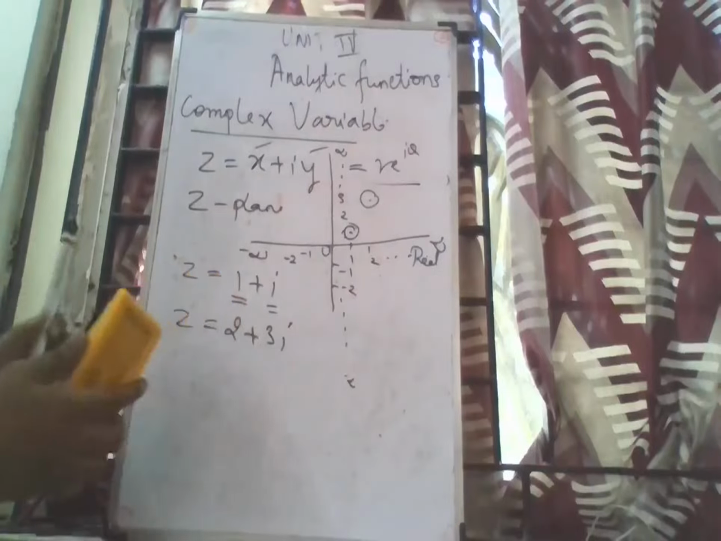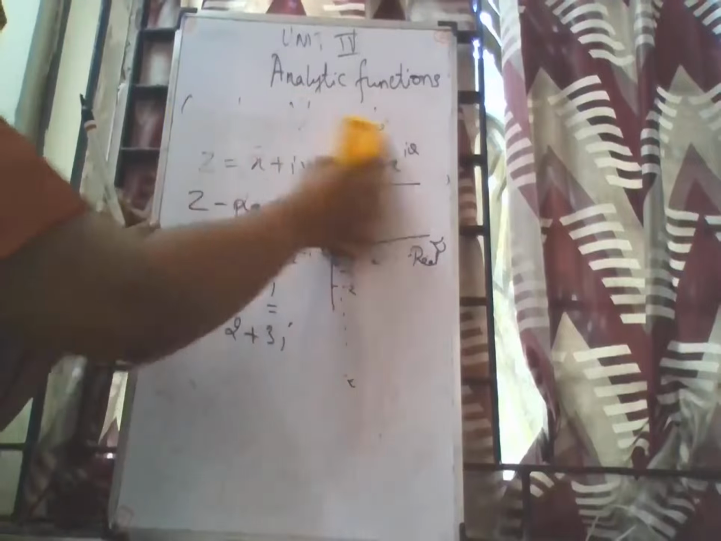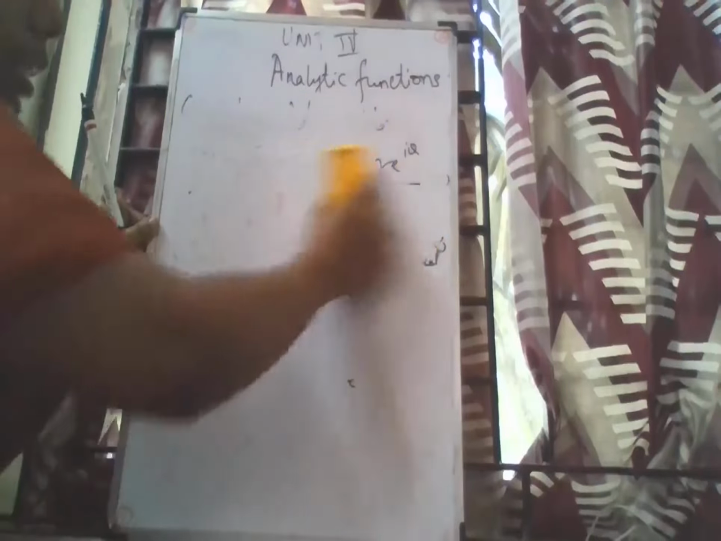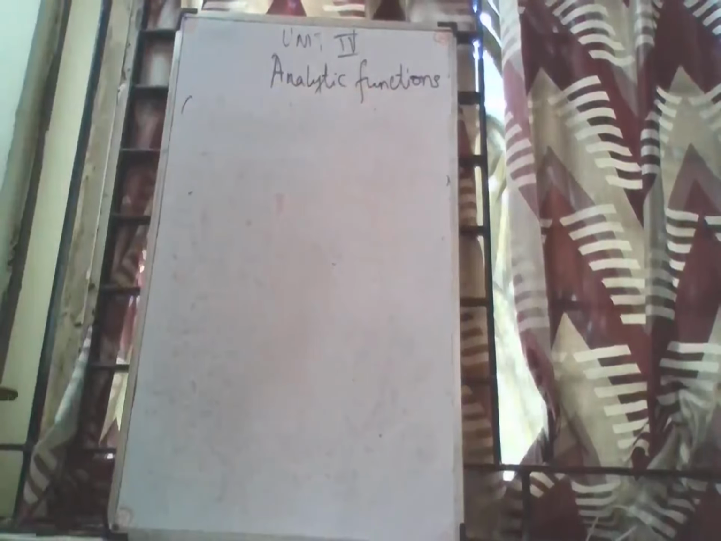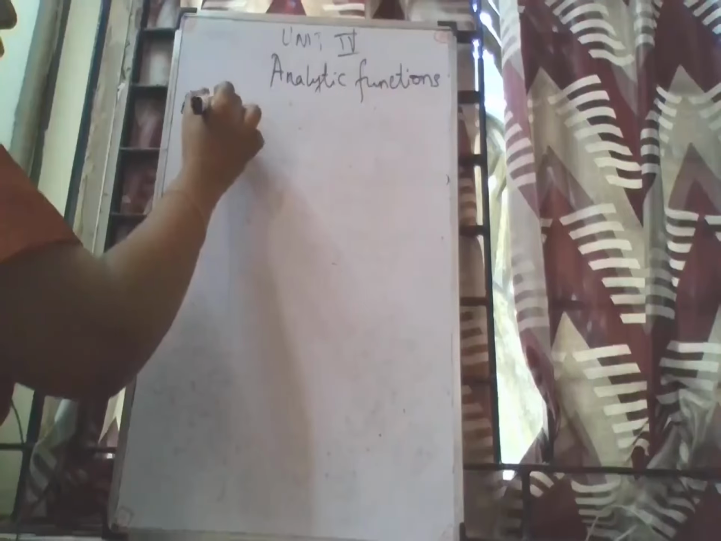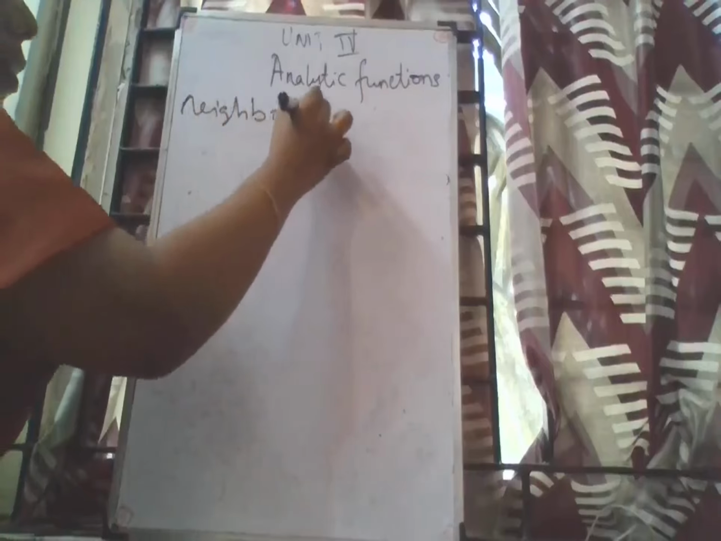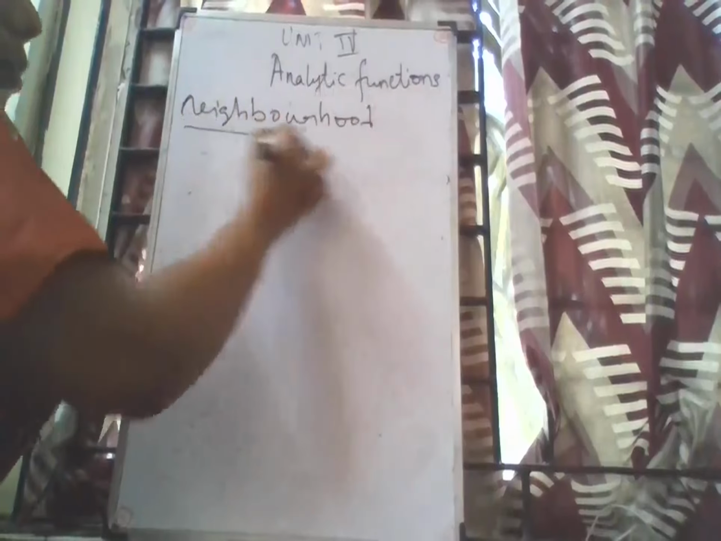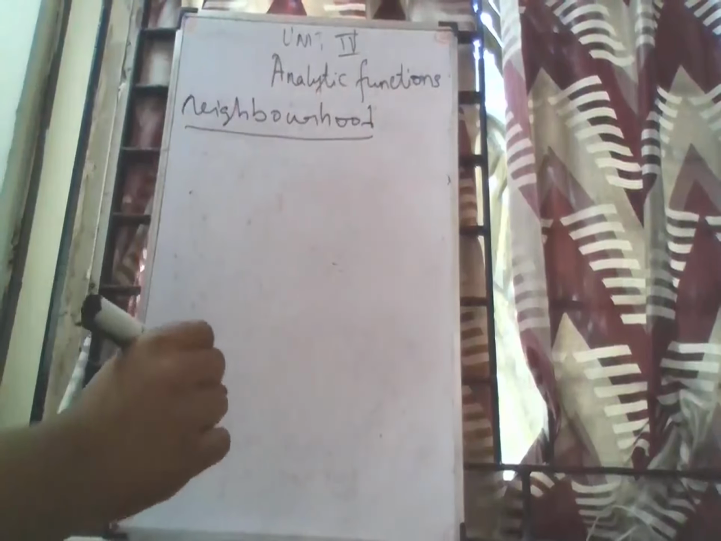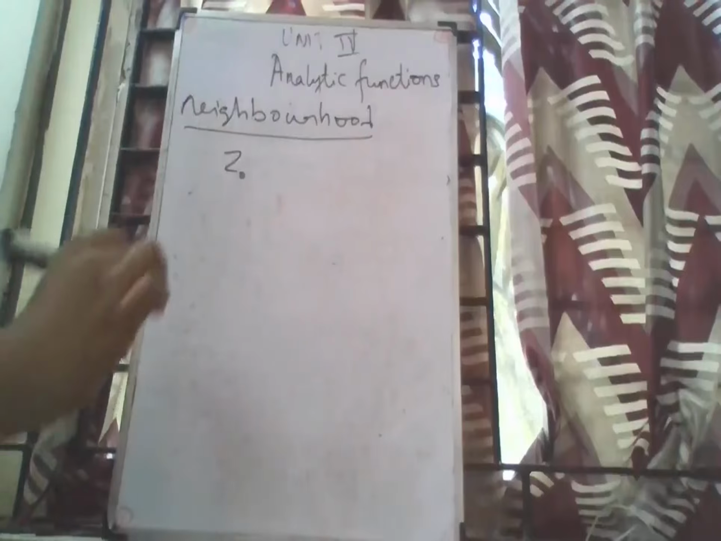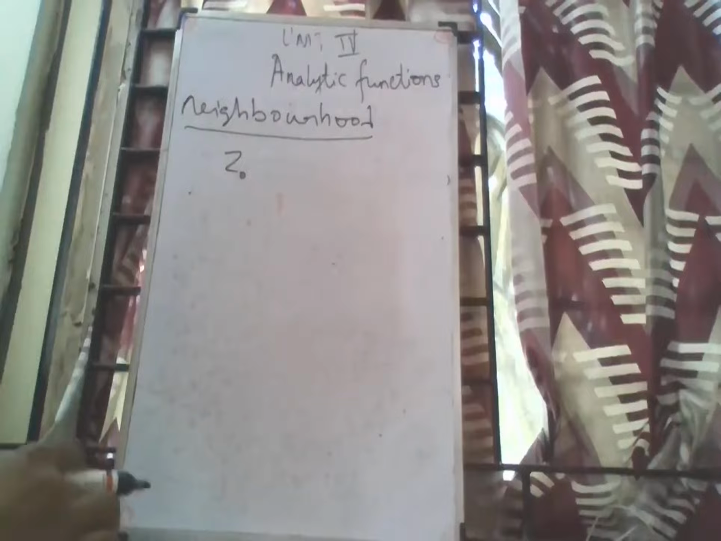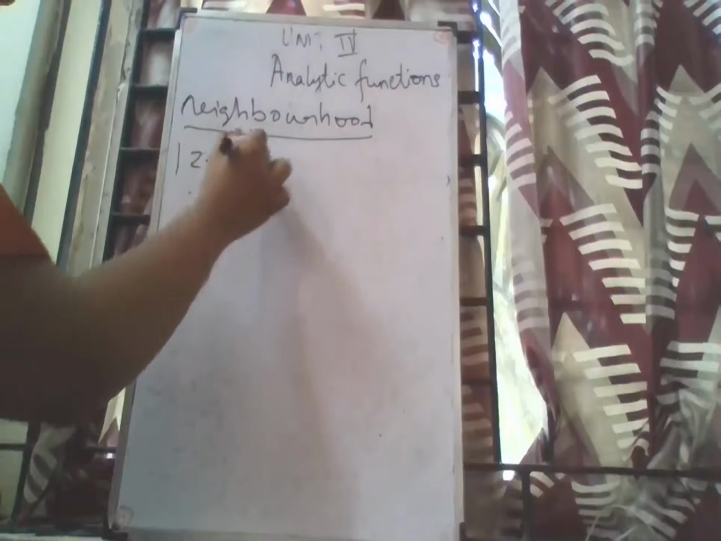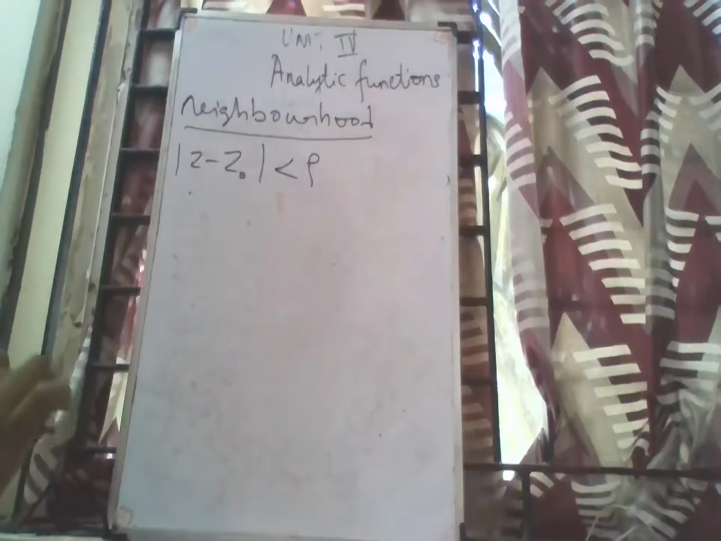Next definition. The second definition is neighborhood. Neighborhood of z0 is the region of the z plane consisting of the set of points z for which modulus of z minus z0 is less than rho. We call this the neighborhood of z0.